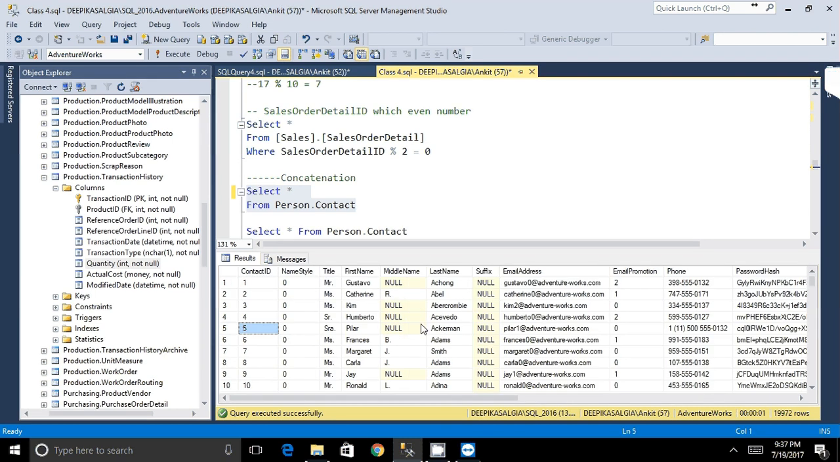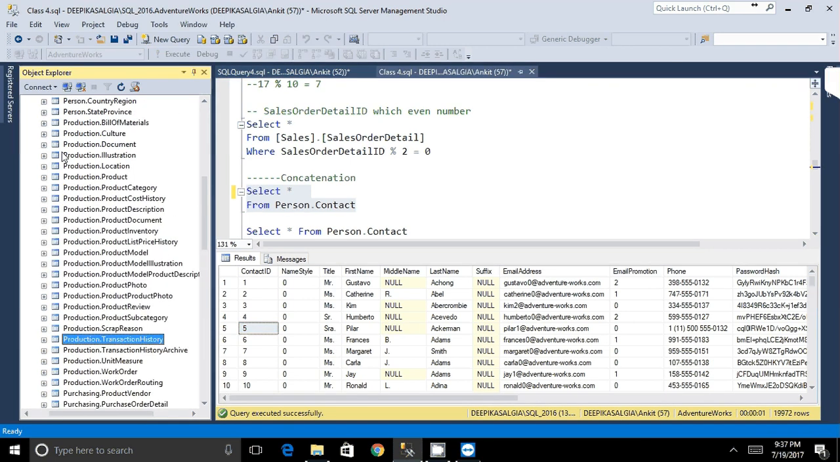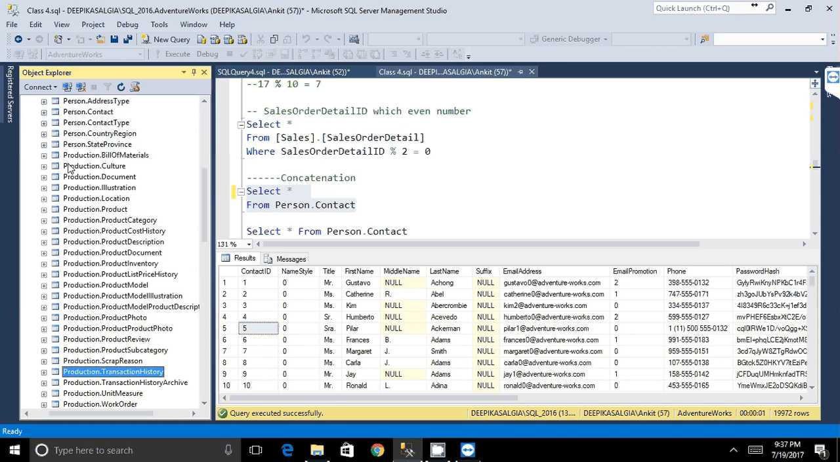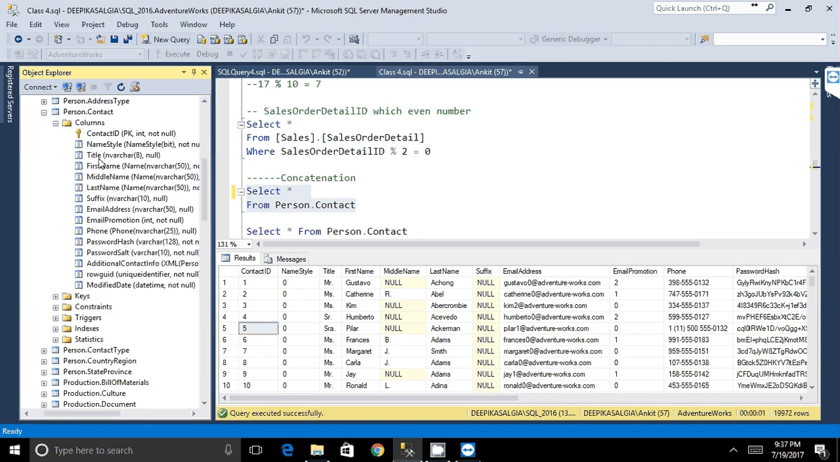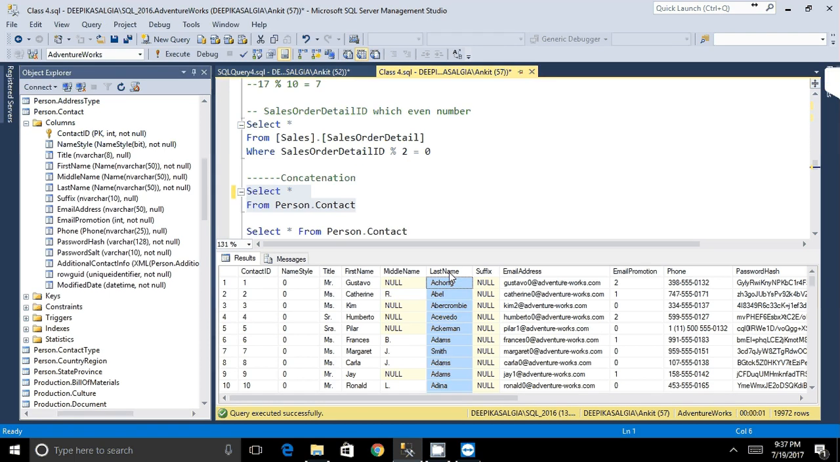Now, let me go back to the person.contact table. Let's say what I want is the first name and the last name to be combined together, and I want to call it full name. What can you do? So what are the data types for these two columns, the first name and the last name? The data type for these two columns is character. The first name is character and the last name is also character.